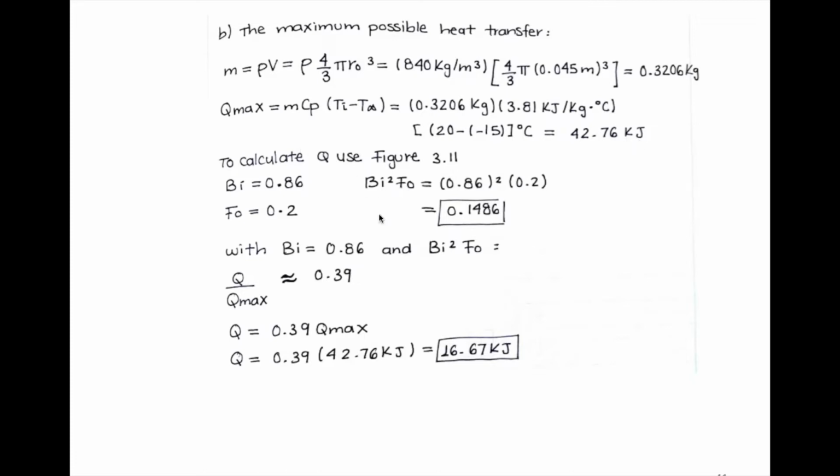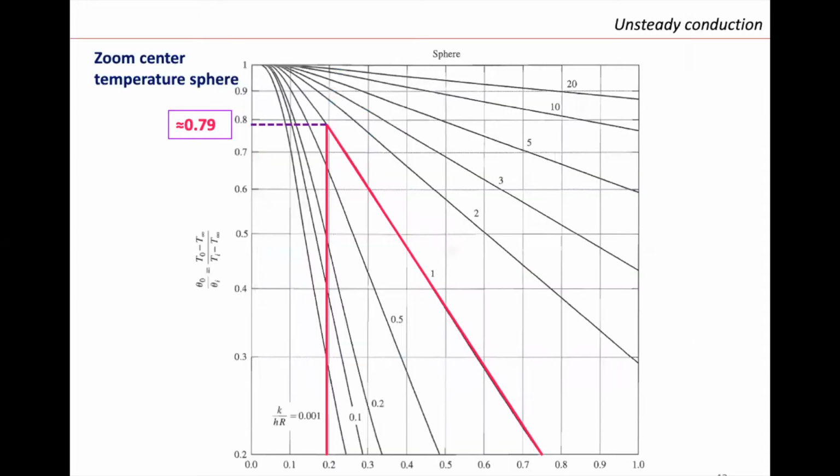Then we need to get the ratio of Q over Q max from our figure 3.11, our third Heisler chart, right? And in order to read that figure, we need to know the Biot squared times the Fourier. So we know that the Biot is 0.86. We know that the Fourier is 0.2. So Biot squared times Fourier is 0.1486. So I need this value, Biot squared Fourier, and the Biot to read the ratio of Q over Q max from my Heisler chart. So I was able to read 0.39. If you can go, please, and check if you can read that value. You could. So 0.8 and 0.14. So let me see, because I have here.